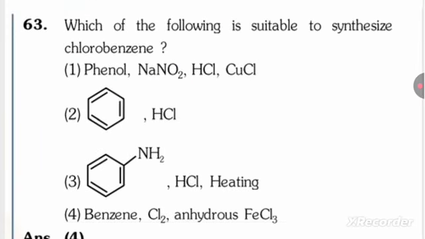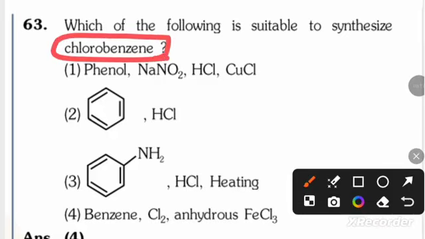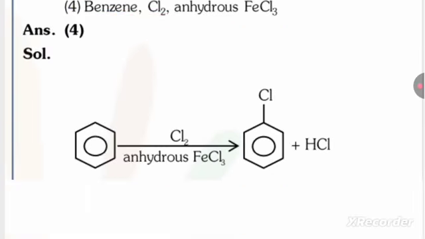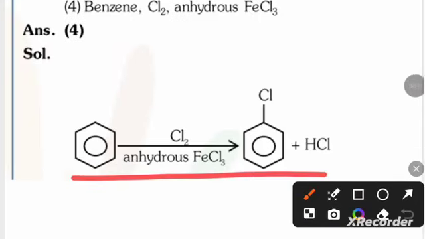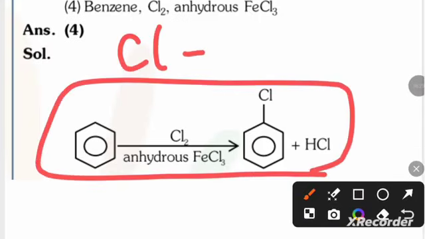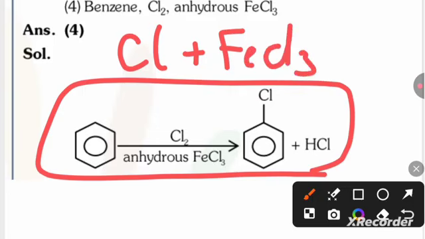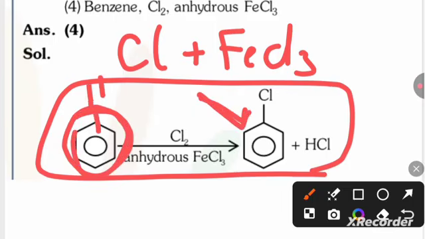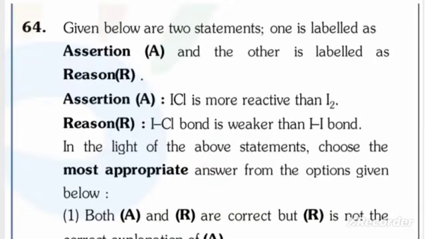In the next question, which of the following is a suitable method for the synthesis of chlorobenzene? Chlorobenzene can be prepared commercially by treating benzene with chlorine in the presence of FeCl3. Chlorine reacting with the catalyst FeCl3 forms an electrophile, and that electrophile attacks the benzene ring to produce chlorobenzene by replacing one of the hydrogen atoms. It is one of the best commercial methods to produce chlorobenzene. Let us move to the next question.